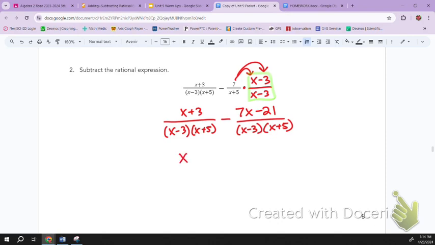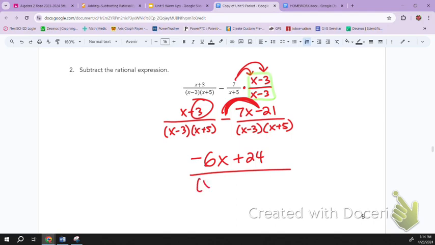So I have x. We've got x minus 7x. So how many x's are left? Negative 6x. And I have a positive 3. I'm subtracting a negative. So what's going to happen here? Positive. So we get positive 24. And that's it. Questions?